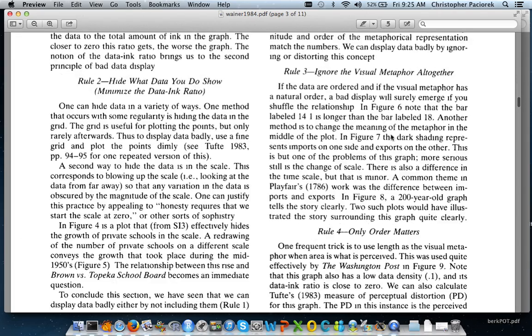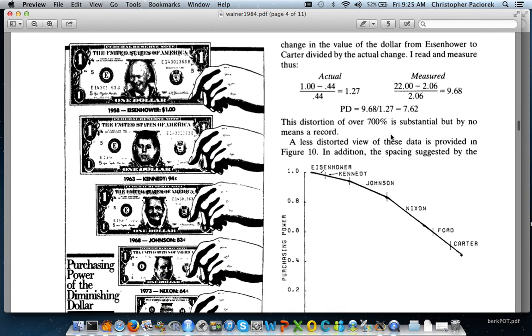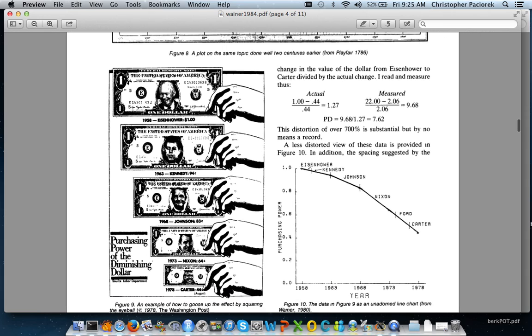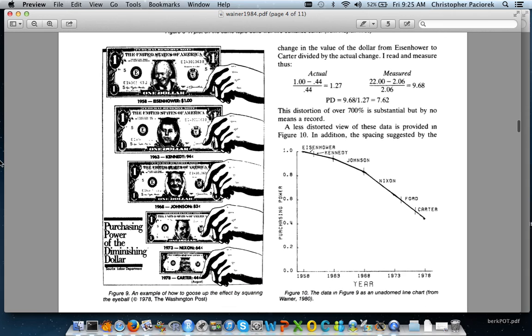I don't think there are too many more. Oh, this one illustrates another principle here. So this figure is trying to say something about inflation over time. It's saying how much a dollar is worth during President Eisenhower's term, which was in the 1950s, relative to how much a dollar is worth during Jimmy Carter's presidency during the late 1970s.